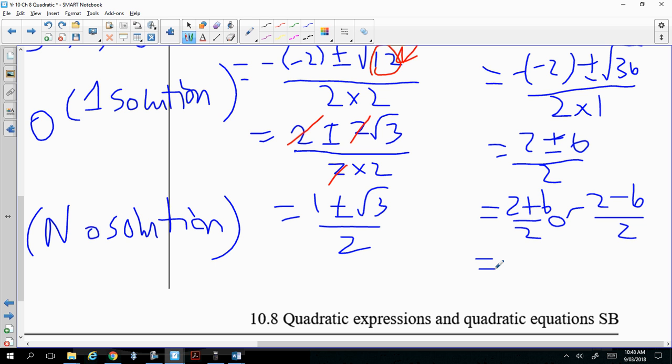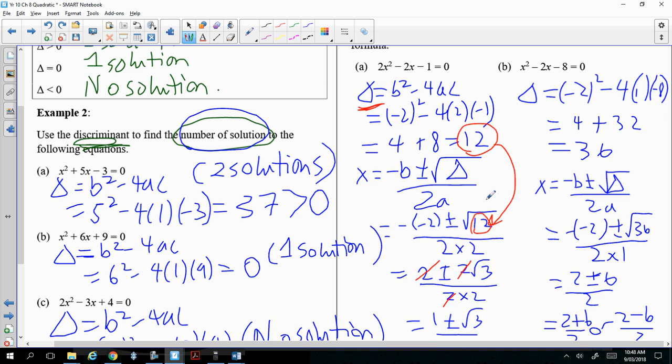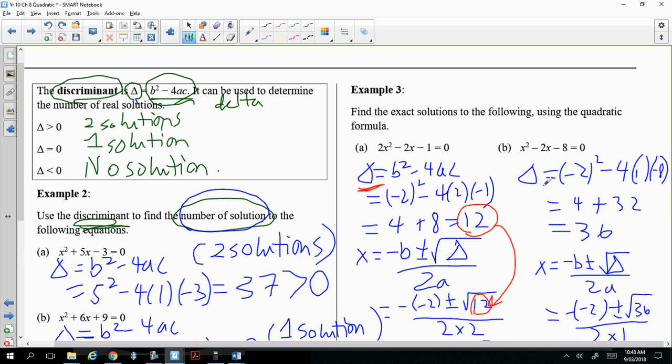So it's a long way to solve this because you could have factorized. So KC can factorize this by doing x minus 4, x plus 2. X is 4 and negative 2. KC, you can do it in 2 steps. Now with the formula, it's very long. Yeah?